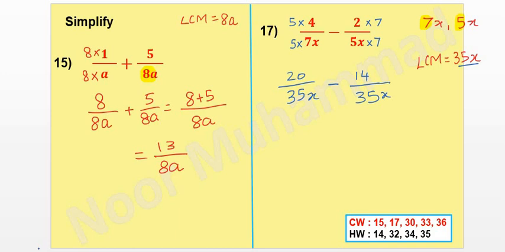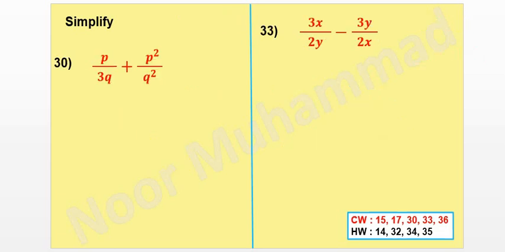Now complete the question on your own. So here is the answer for question number 17. Because 35x was the denominator, you will not change it, you will keep it, and then in the numerator we will subtract 20 and 14. So finally we are getting this answer. Let's solve some more questions from this exercise.